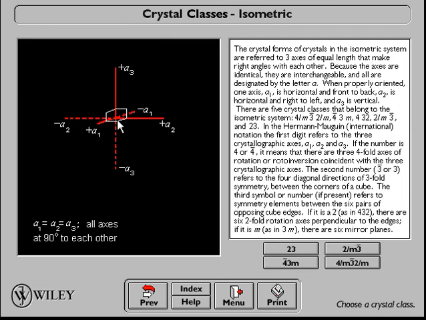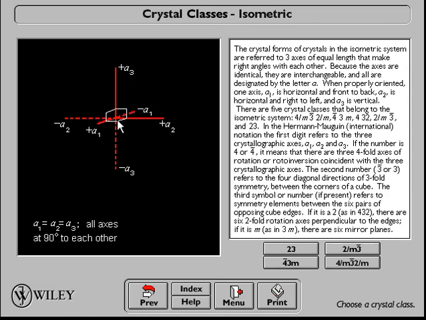There are 5 crystal classes that belong to the isometric system: 4/m 3 2/m, 4 3 2, 4 3m, 2/m 3̄, and 2 3. In the Hermann-Mauguin international notation, the first digit refers to the 3 crystallographic axes A1, A2 and A3.